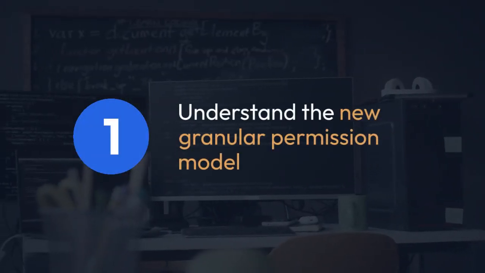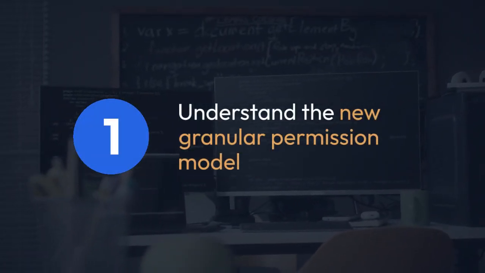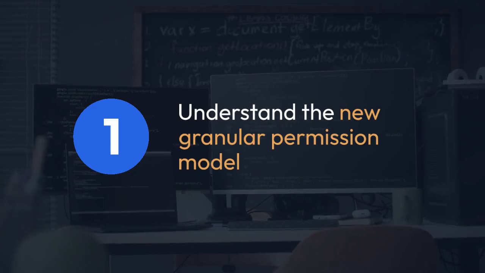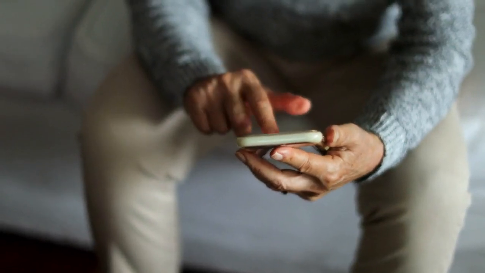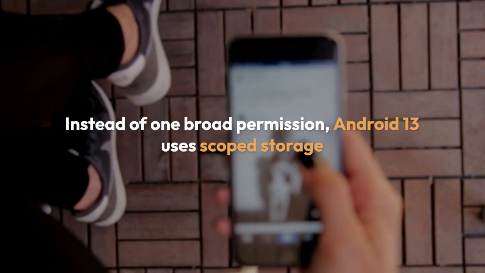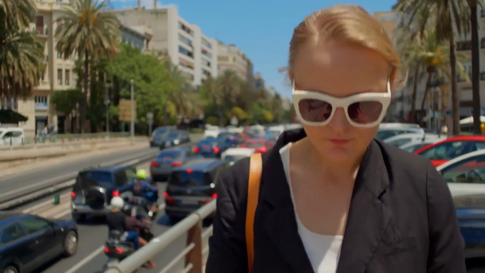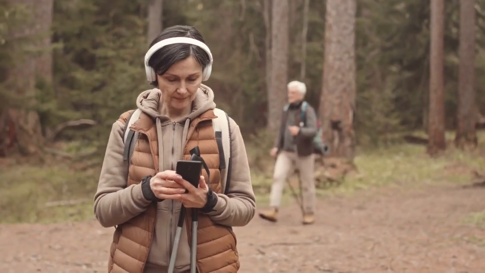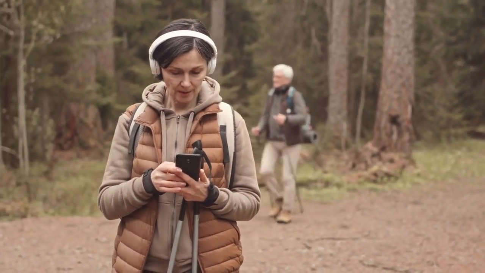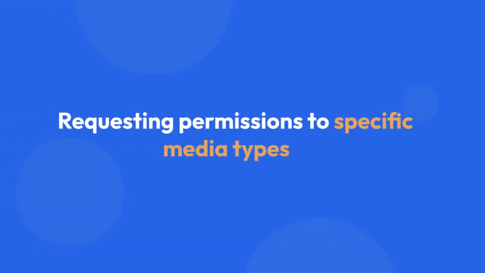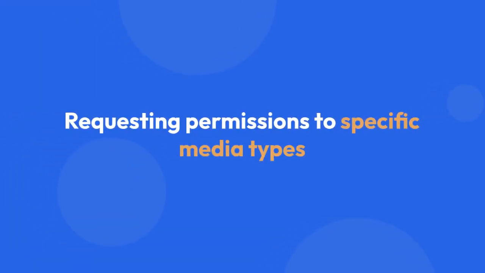This involves understanding the new granular permission model and requesting access only to the specific files and directories your app needs. 1. Understanding the new permission model. Instead of one broad permission, Android 13 uses scoped storage. This means you'll need to use the Media Store API to access files. The WRITE_EXTERNAL_STORAGE permission itself is largely ineffective for accessing user files. You should instead focus on requesting permissions to specific media types using the Media Store.